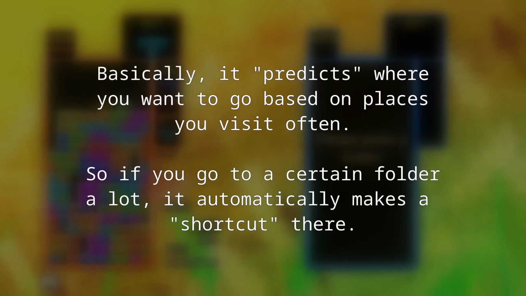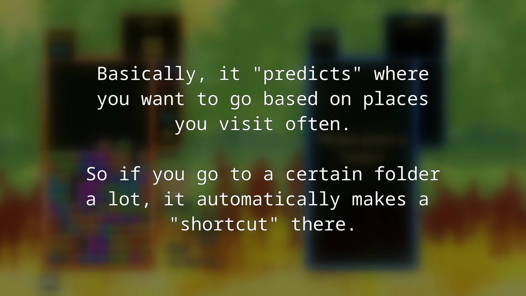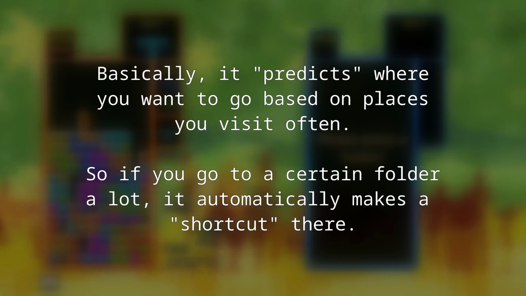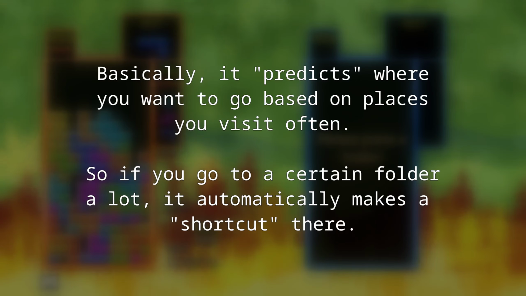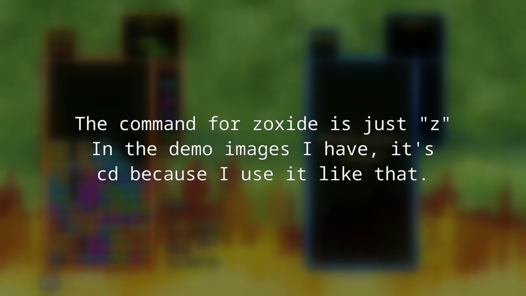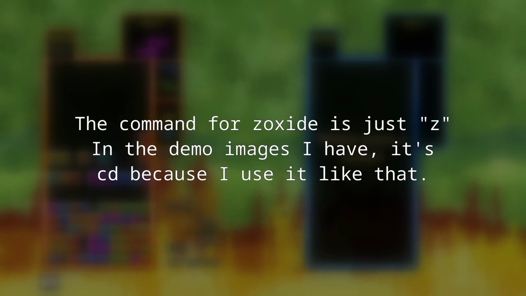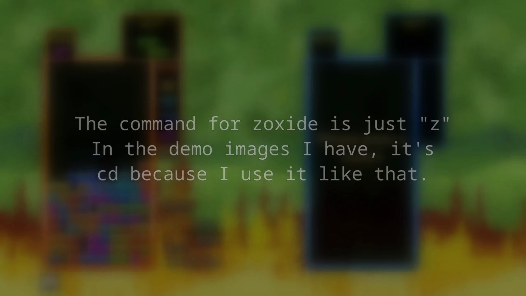What Zoxide does is locally track what directories you use as you navigate, and then it can start to predict where you want to go if you enter something invalid. It's probably easier if I just show you. For reference, the command for Zoxide is just Z in the terminal, but I like to change the alias to CD just because it's a habit now.